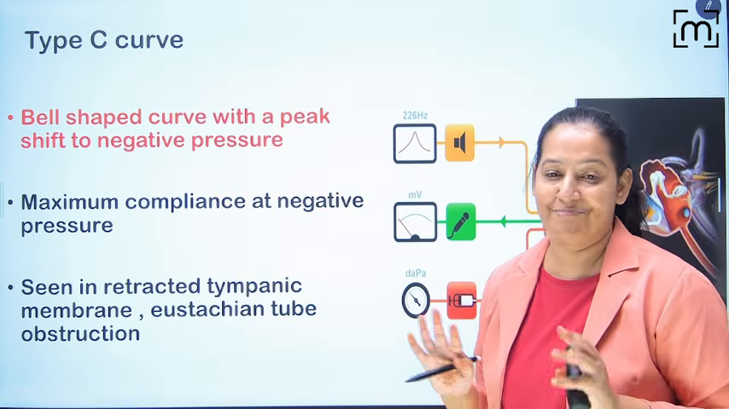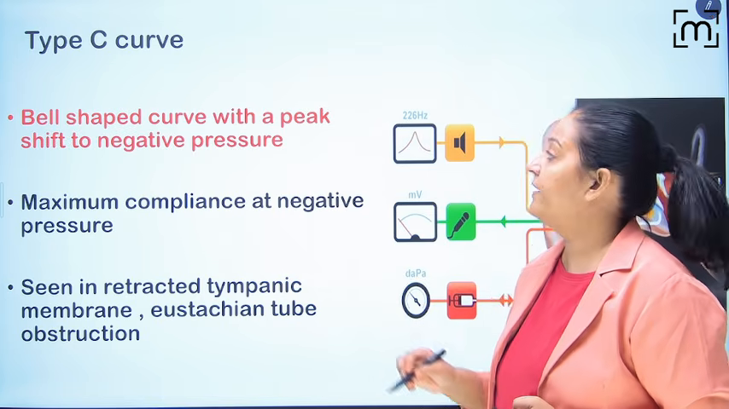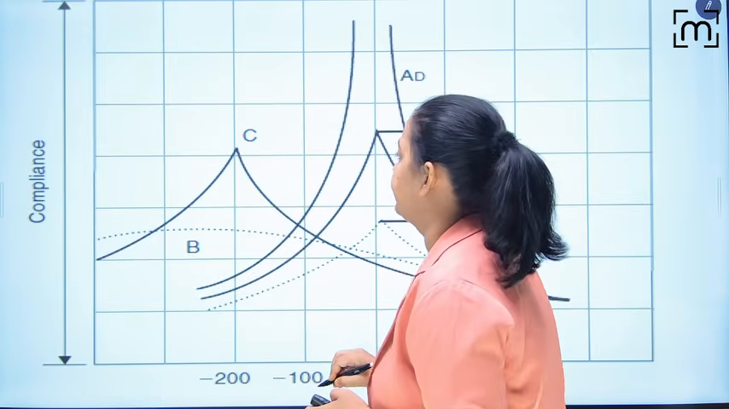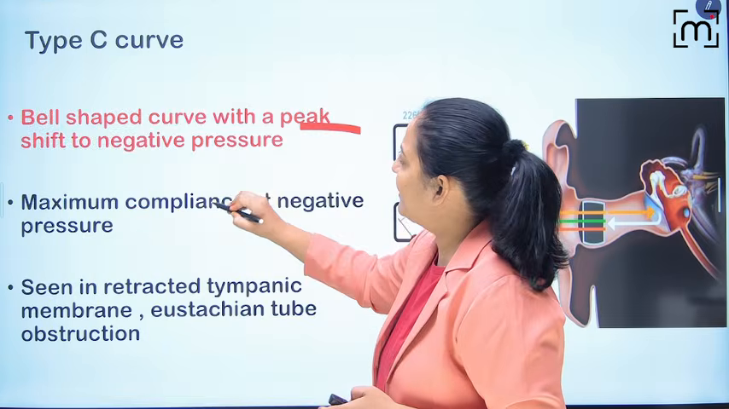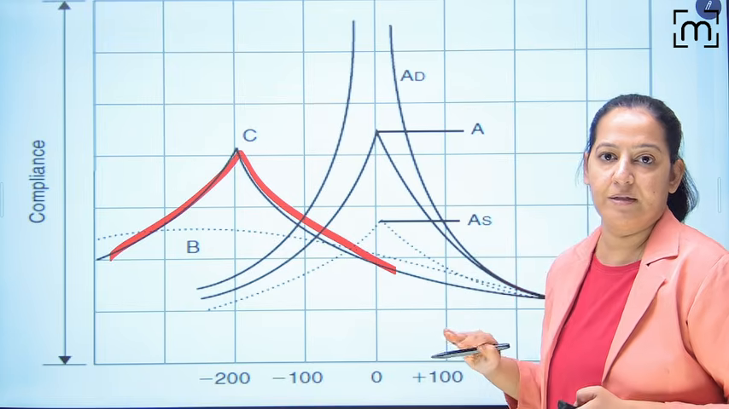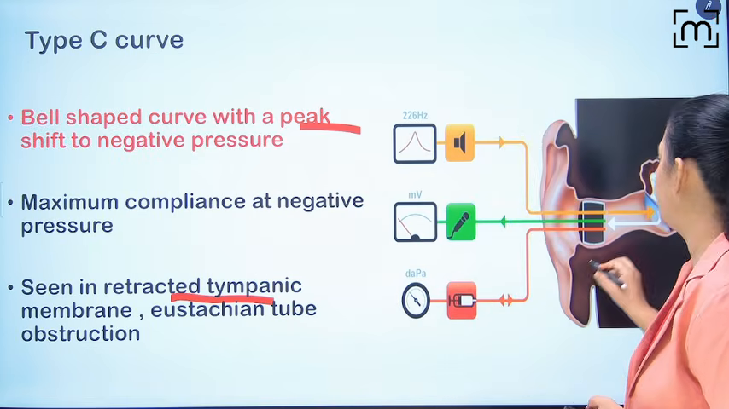And the last one, type C. What is type C? It has a peak in the negative pressure. Can you see type C over here? It is also bell-shaped, but the peak is towards negative as compared to normal. It is seen in retracted tympanic membrane or Eustachian tube dysfunction.